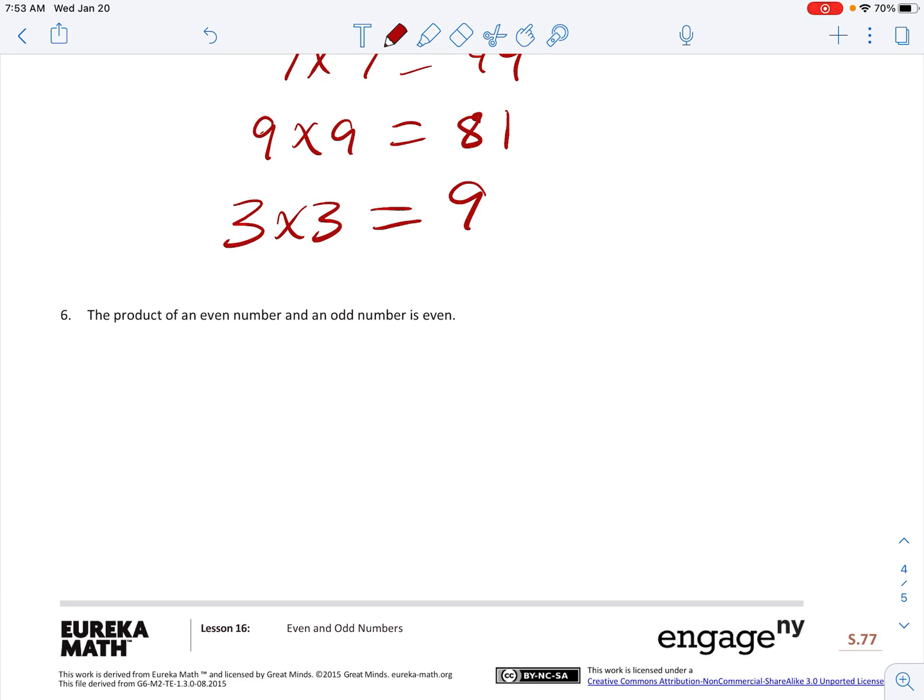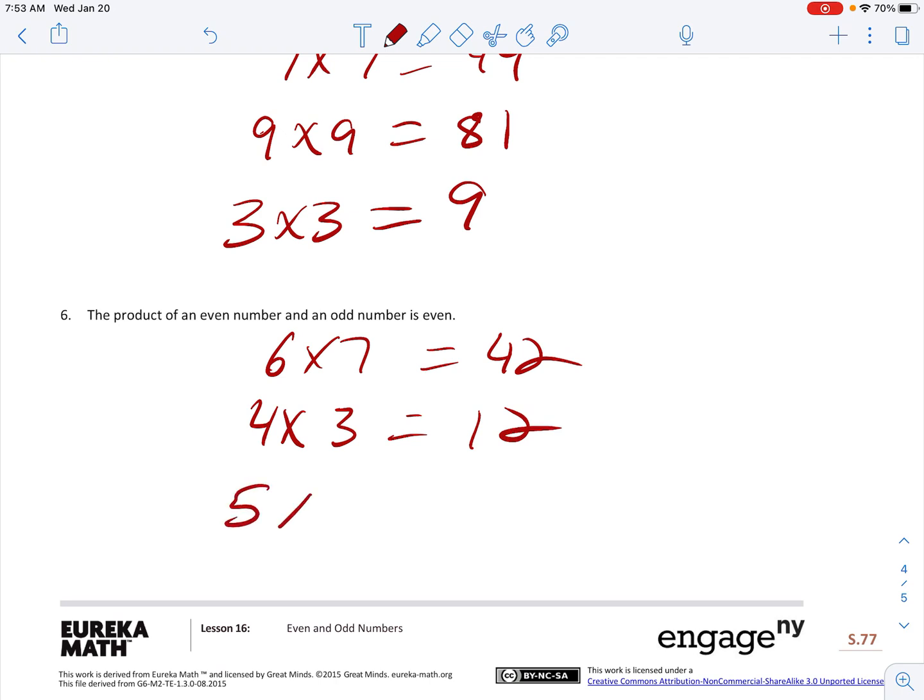Now I'm going to multiply an even number and an odd number. 6 times 7 is 42. Going to be even. Okay, 4 times 3 is 12. It's going to be even. And let's do 5 times 6 equals 30. It's going to be even. So when you multiply an even number and an odd number, it is always going to be even.